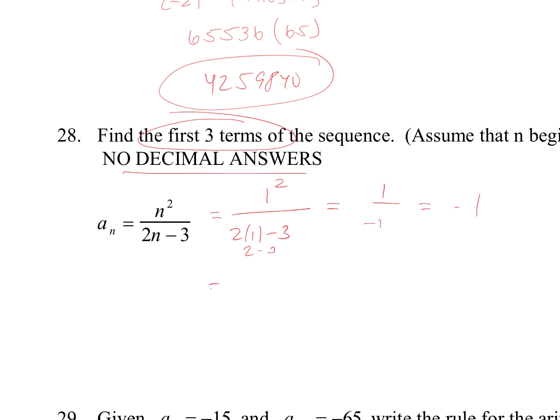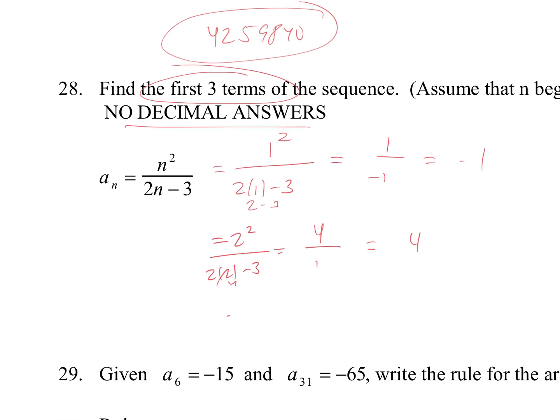For the second term, you have 2 squared over 2 times 2 minus 3. Well, that's 4 over 4 minus 3 is 1. So just 4, right? And then 3 squared over 2 times 3 minus 1. So 9 over 6 minus 1 is what? Oh, shoot. This should be a 3. I'm sorry. 6 minus 3 is what? 3. And then what does that simplify to? 3. All right, so I understand this says no decimals. Is there a case here where a decimal would even be a possibility? No, so no big deal.